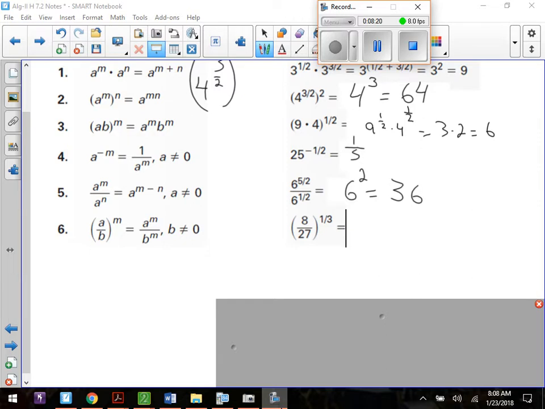Since it's a fraction and it's all being raised to the 1/3, I have to take the cube root of both the numerator and the denominator. So what's the cube root of 8? What's the cube root of 27? So your fraction becomes it's math magic.